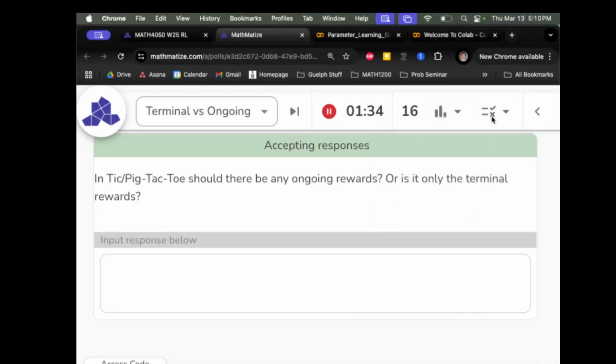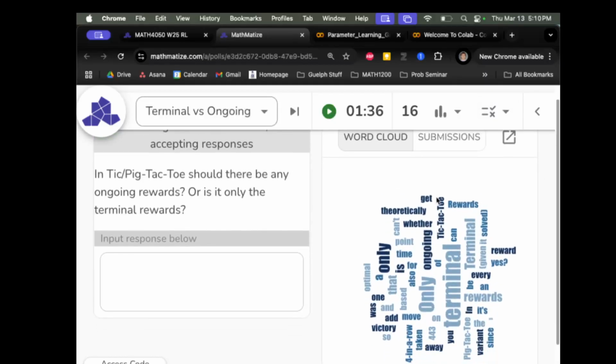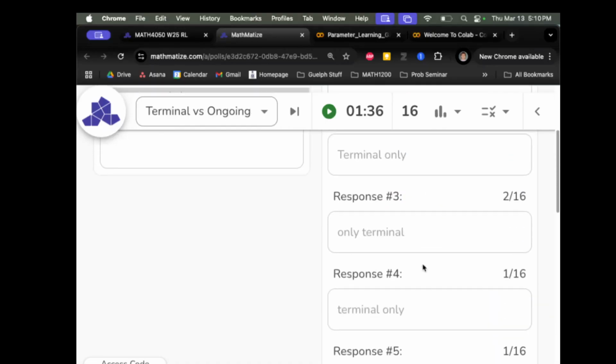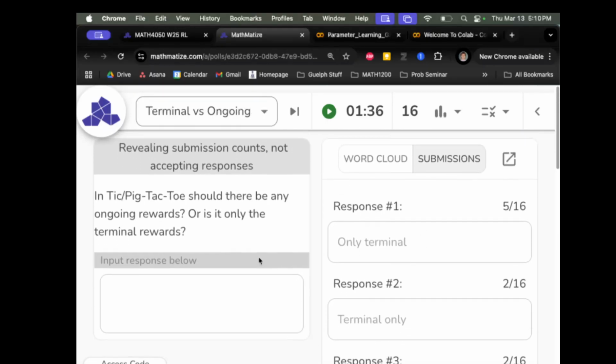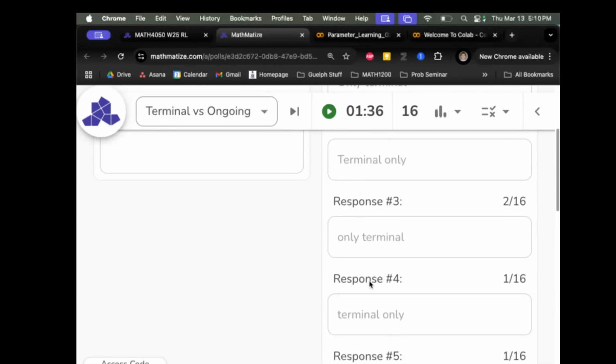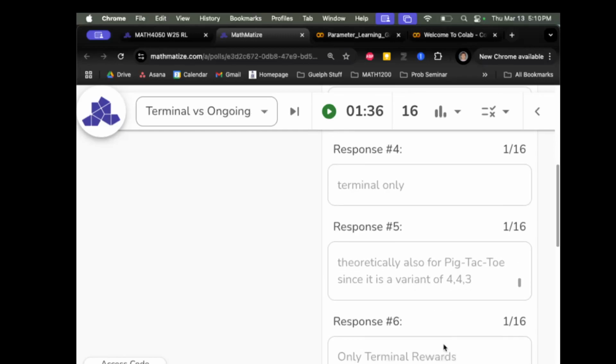What did people say? Word cloud. Only terminal. Let's see. So what people said: only terminal. Terminal only. Yes. Very good. So theoretically, you want to maximize your chance of winning. Terminal rewards only, especially true in tic-tac-toe. However, let's see. Did anybody write any howevers? One can add an ongoing reward based on whether or not the move was optimal.